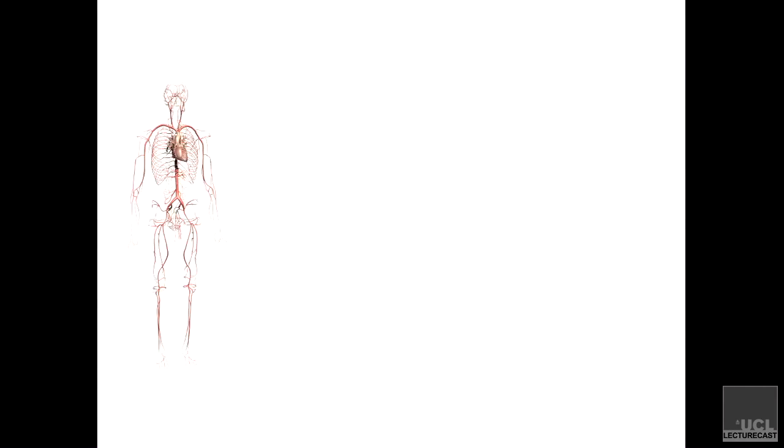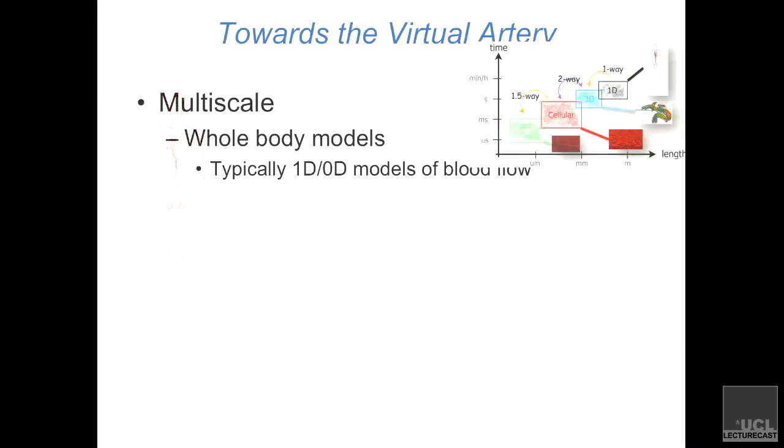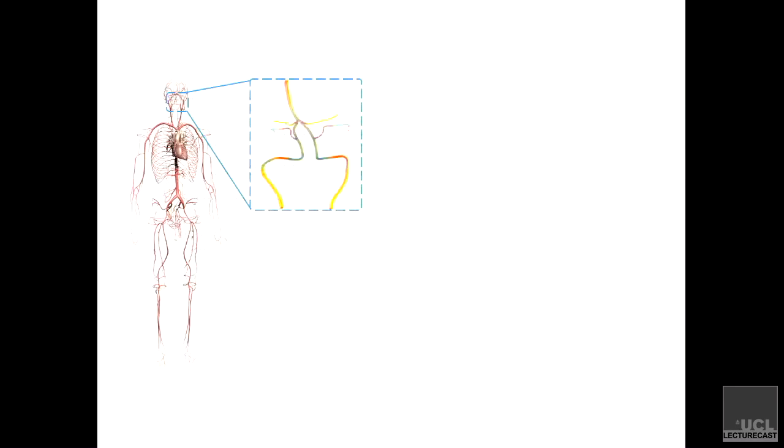So what is this virtual artery? I will quickly go through this. We take this whole body, one-dimensional modeling. We couple that to 3 or 4D hemodynamics. So for instance, here we would be interested in some flow in the brain.